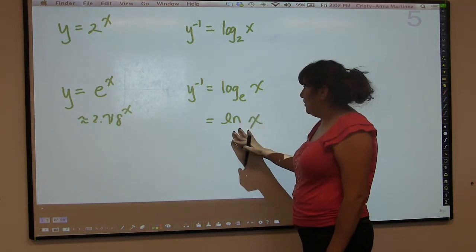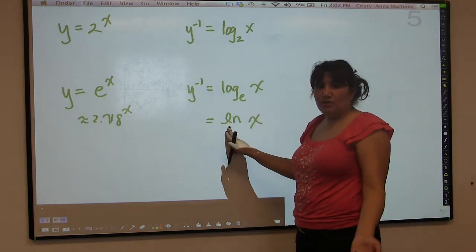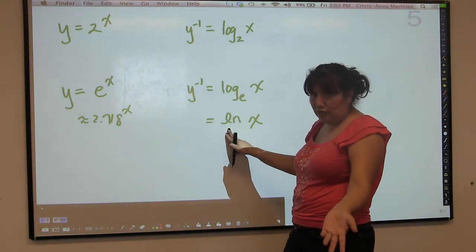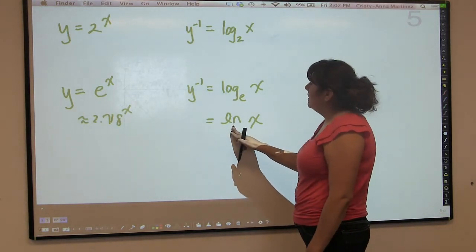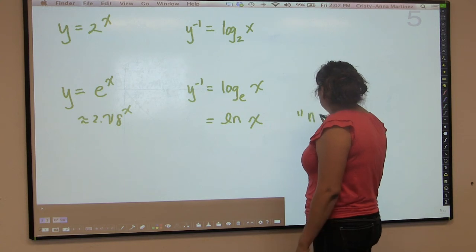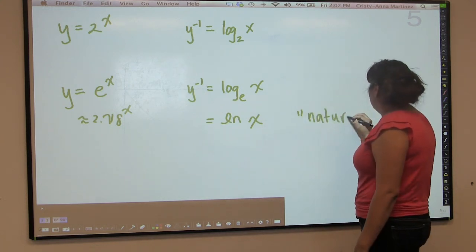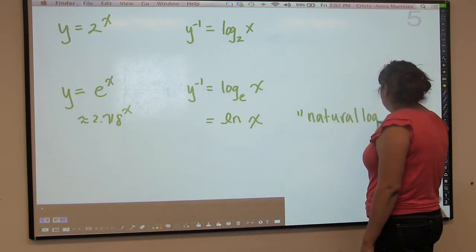And what I've written down here is that ln is another abbreviation that we just saw on the calculator underneath the log button. And ln literally stands for natural log. Some of you might already be in a Spanish class, maybe not, I don't know.